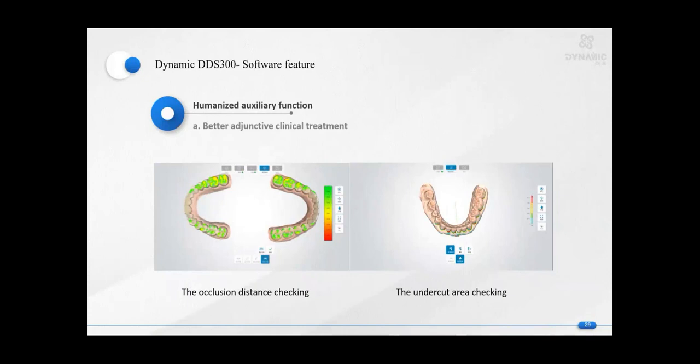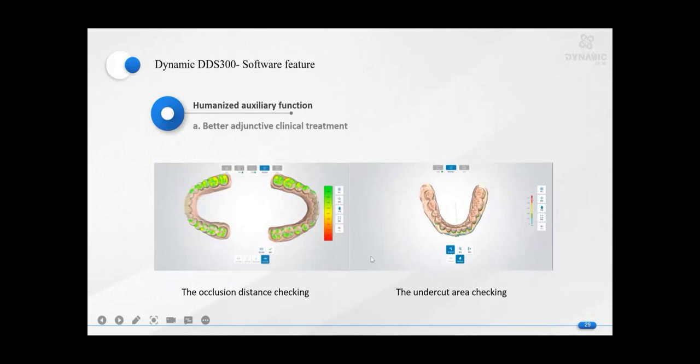Another is that when we encounter a multiple unit bridge in the posterior tooth area, the doctors cannot confirm or measure whether there is a problem with the common insertion path, which will also cause the patient to be unable to seat the teeth well when wearing them. So the DDS300 has an undercut function.